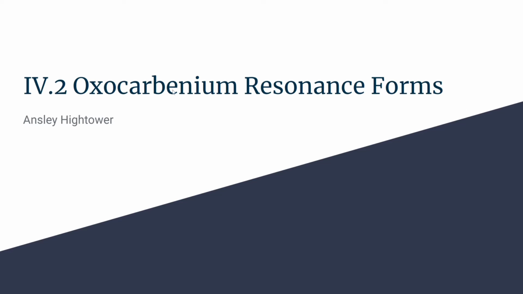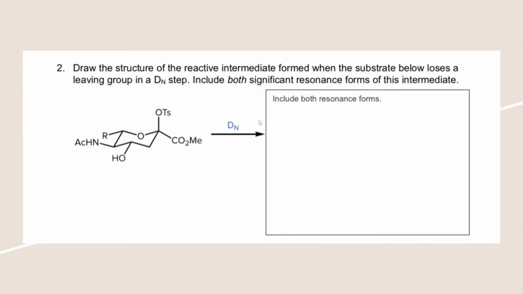So I'm going over section 4, question 2, the Oxocarbenium resonance forms question. So here's just the picture of the question. It says, draw the structure of the reactive intermediate formed when the substrate below loses the leaving group in a DN step. Include both significant resonance forms of this intermediate.